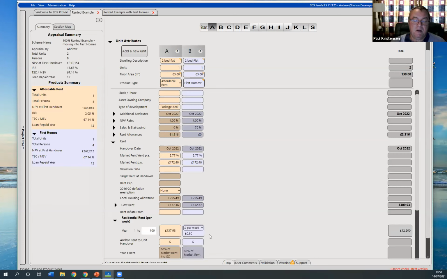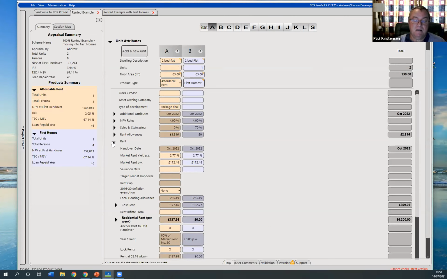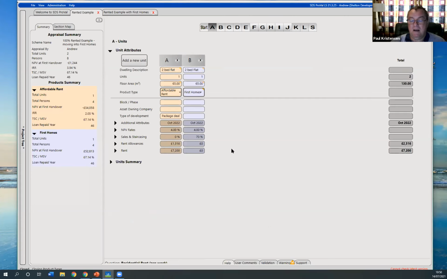Please remember this, everybody. There is no rent on a first home, even though you've set it at 70% sale. There is no rent. It's not terribly dissimilar to a shared equity unit where you're selling 80% and there's no rent. Interesting, isn't it? Look, you can see the NPV of this, the value of it. Structurally, the same kind of unit. The costs are the same because I've done it as a square meter.